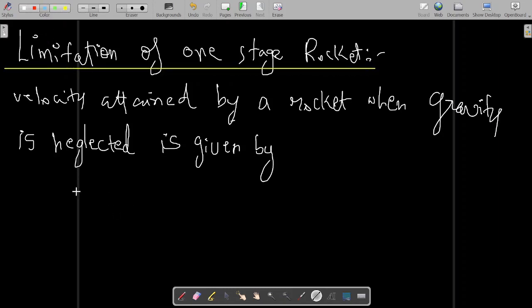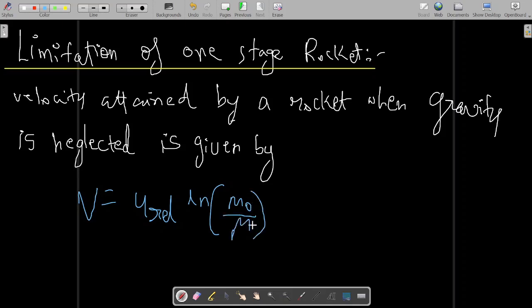Velocity attained by a rocket when gravity is neglected is given by v equal to u relative ln m naught over m, derived already in the previous lecture. Now you know this very well. Let me write the explanation of this over here, how we have arrived at this particular expression.